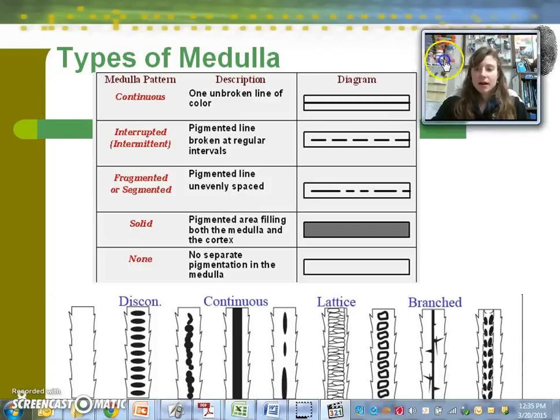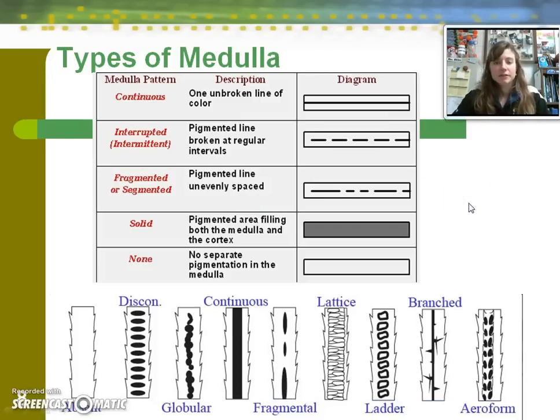Now, in looking at the medulla, or the innermost portion of the hair, you can range from not having any medulla, which is actually my hair. When I look at it under the microscope, I'm absent of any medulla on my hair, to someone having a totally solid medulla where the pigment is so great that it fills the entire cortex as well. You can have a continuous medulla that's just a straight line all the way through, interrupted or intermittent, where it's like a dashed line in the middle of the road, and then fragmented or segmented, the difference here being that it's an uneven break, uneven spacing in the medulla.